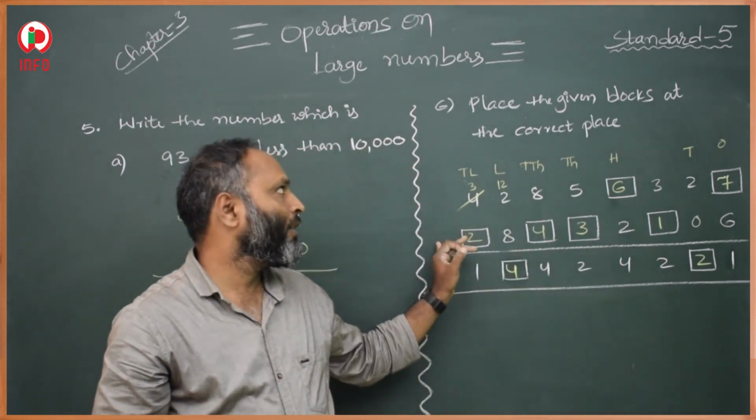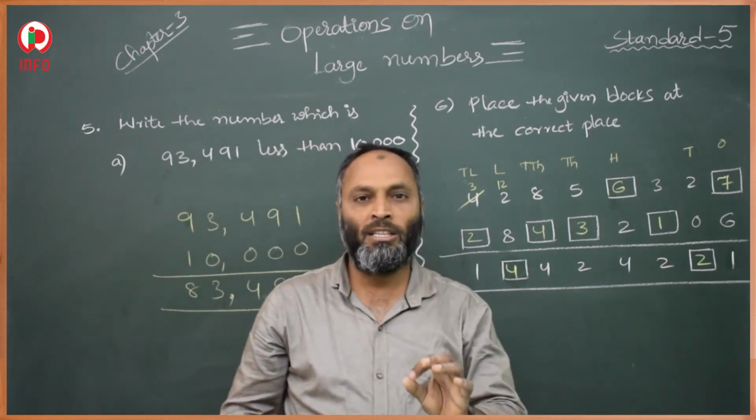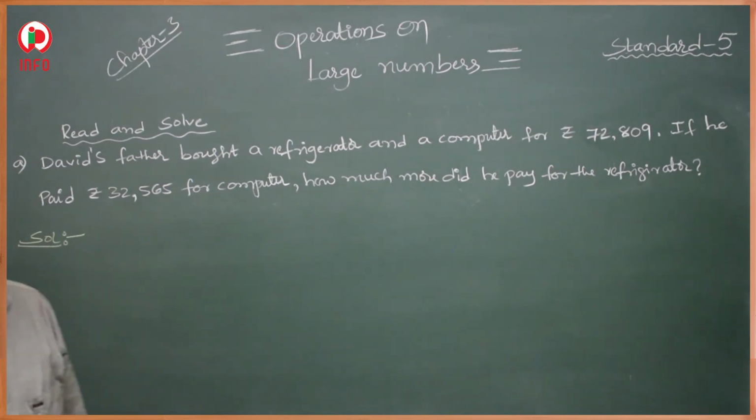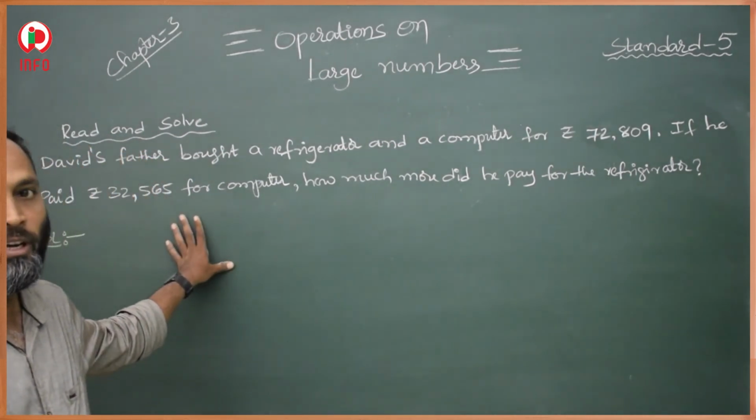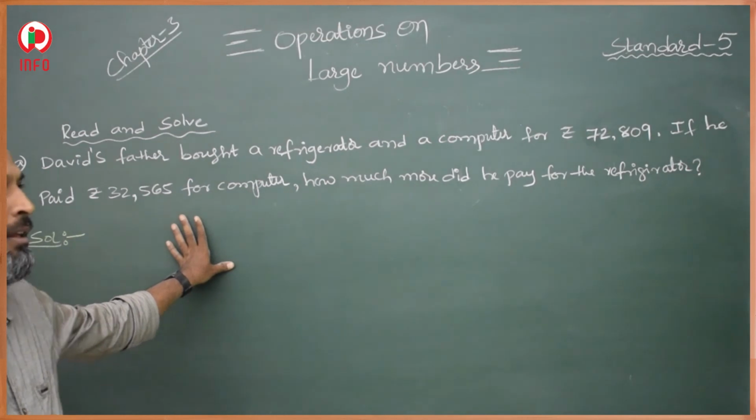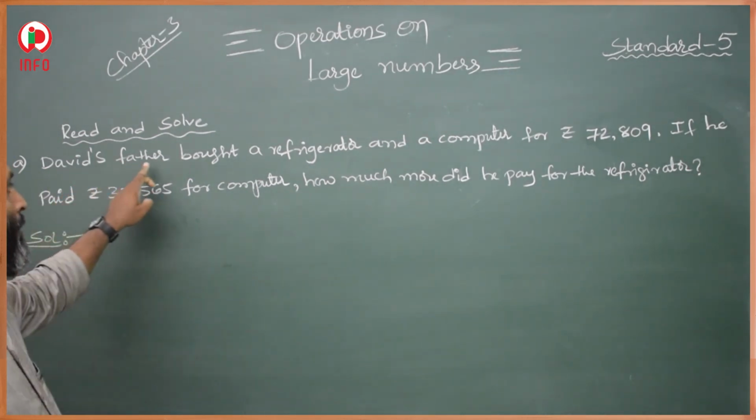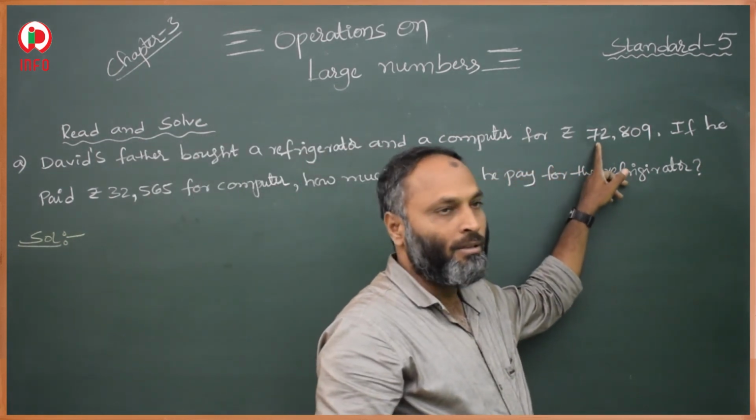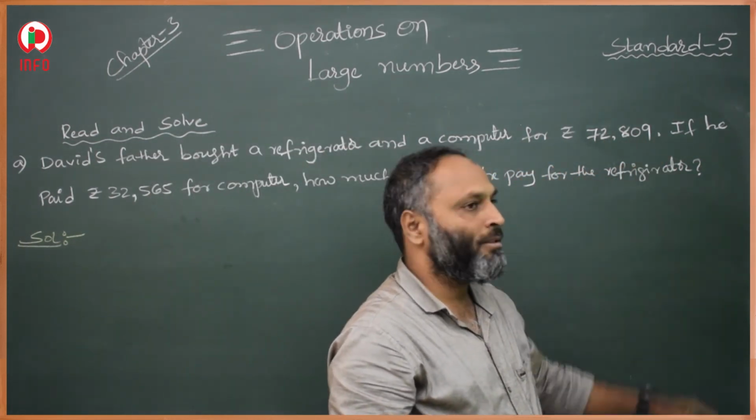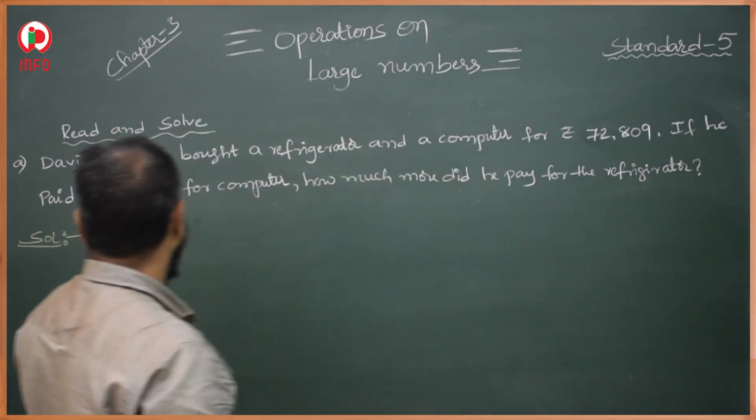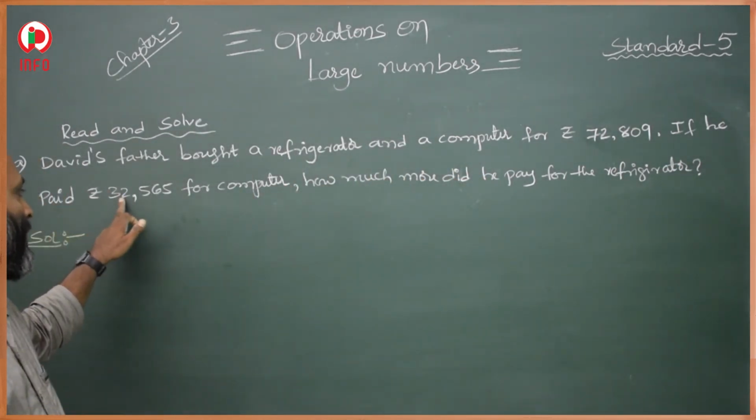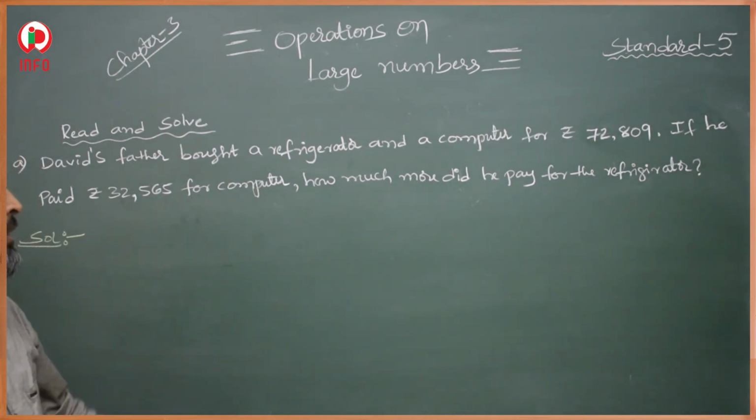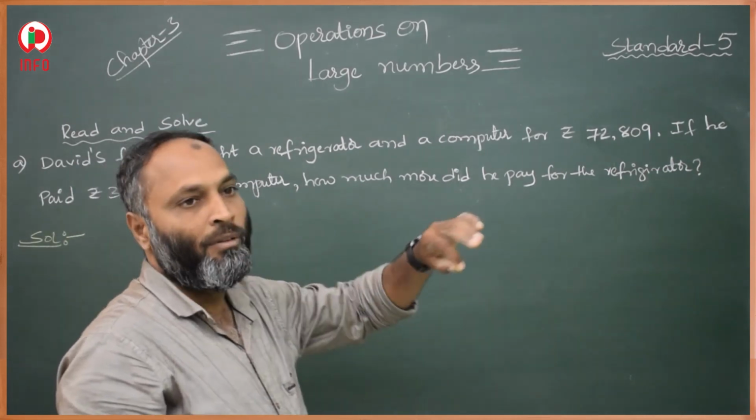One more question is there in your textbook, and that question is for your home assignment. Now students, read and solve. This is a word problem. First we have to read, and after that we have to solve. So what is given in this? David's father bought a refrigerator and a computer for rupees 72,809. If he pays rupees 32,565 for the computer, then how much did he pay for the refrigerator?